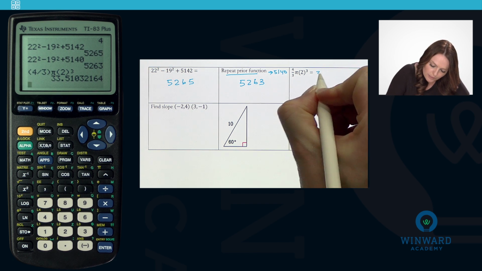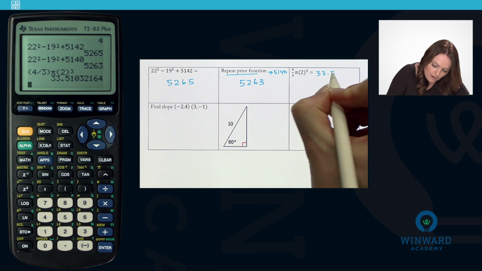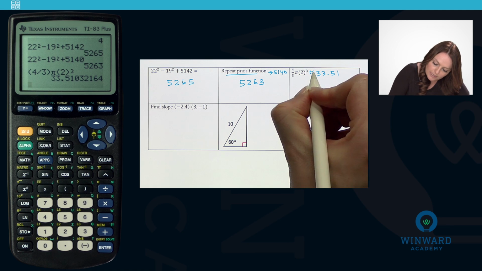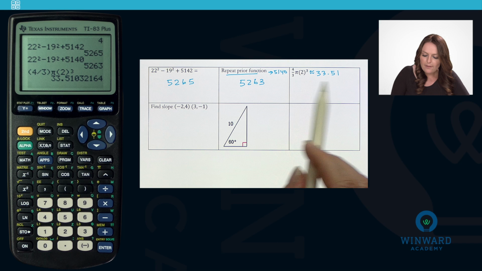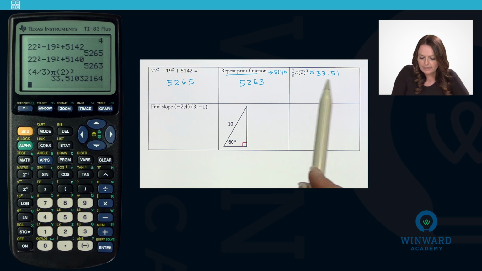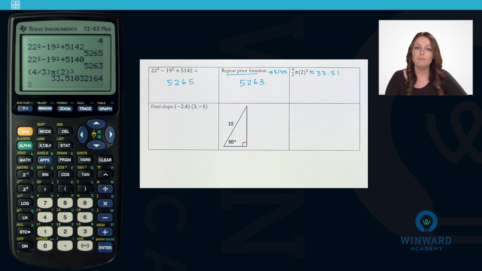So it is 33.51. And then that's obviously a rounded answer, right? So that's an approximate answer. Now let's pretend that we solved that and then we went, oh shoot, my teacher wants me to leave the pi in the answer. So what we would need to do is to take this 33.51 and we want to divide the pi back out.